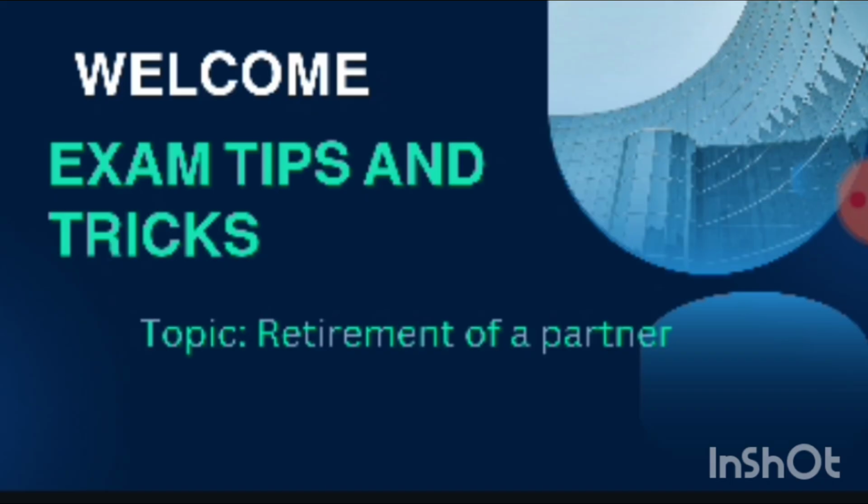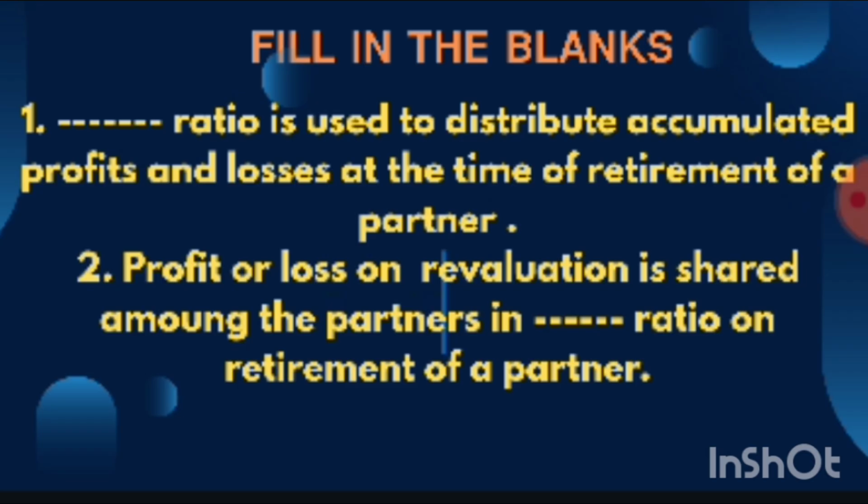Today we will understand fill in the blanks of retirement of a partner. Dash ratio is used to distribute accumulated profits and losses at the time of retirement of a partner. Old ratio is used to distribute accumulated profits and losses at the time of retirement of a partner.